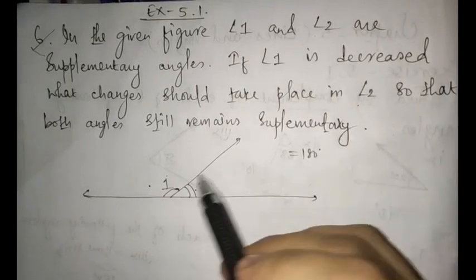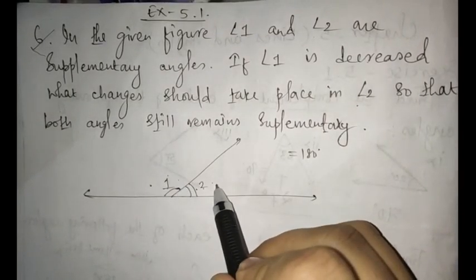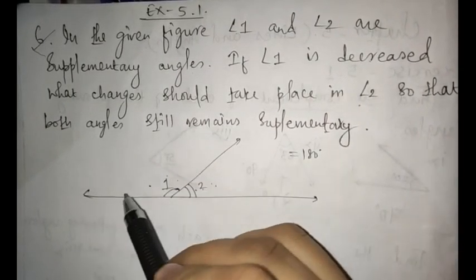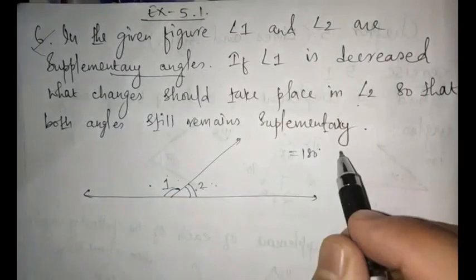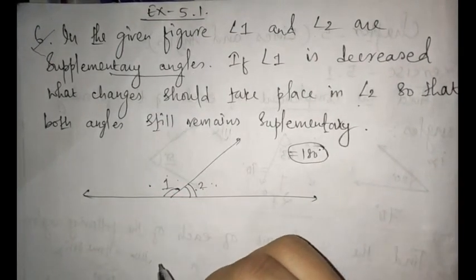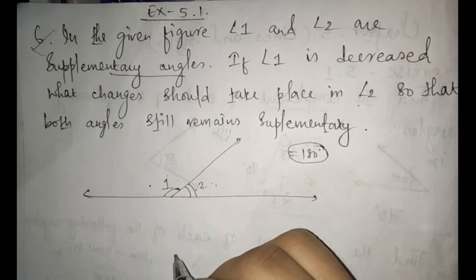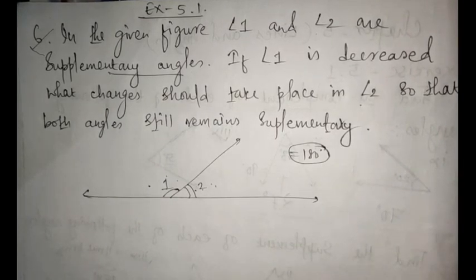So students, angle 1 and angle 2 are given, which together form a supplementary pair. You all know a supplementary pair is a pair of angles that sum to 180 degrees, right? When you sum them, you get 180 degrees. So students, there is one condition given.